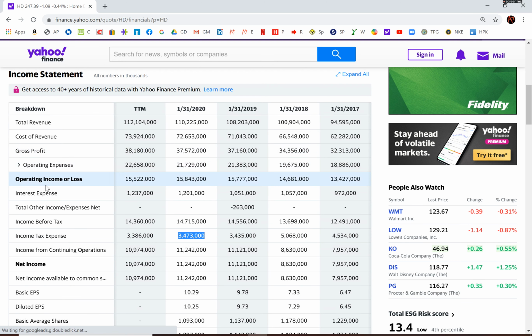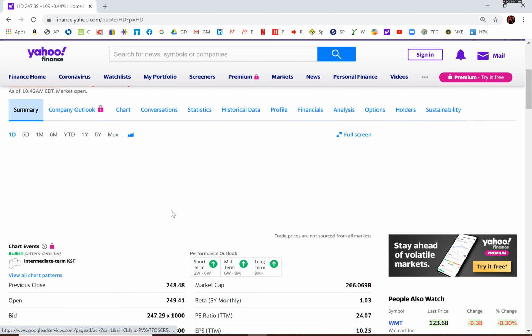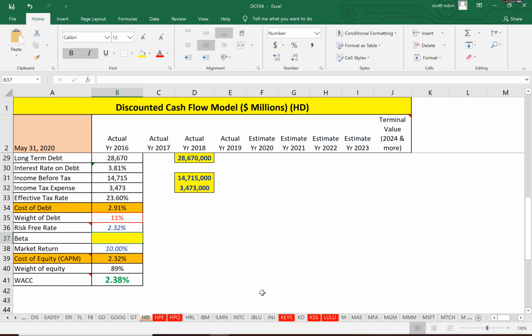Now we need to figure out the cost of equity. So let's find the beta. 1.03, really good beta. Beta is volatility. That means it moves with the market. So the cost of equity is 10.23% and the cost of debt is 2.91%.